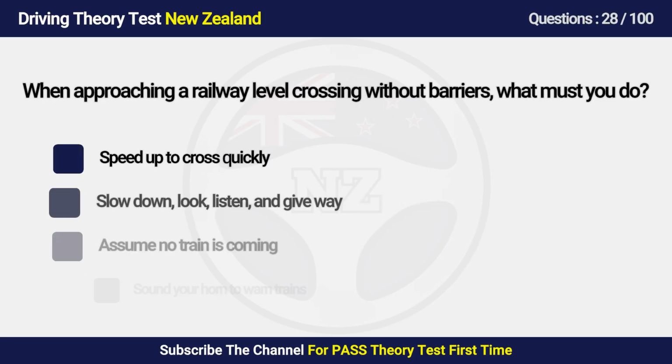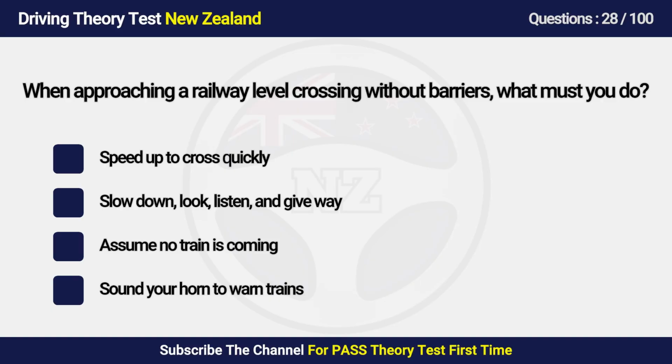Question 28. When approaching a railway level crossing without barriers, what must you do? A. Speed up to cross quickly. B. Slow down, look, listen and give way. C. Assume no train is coming. D. Sound your horn to warn trains.